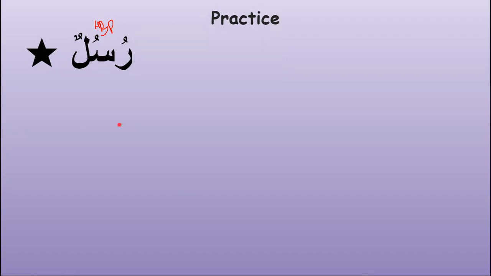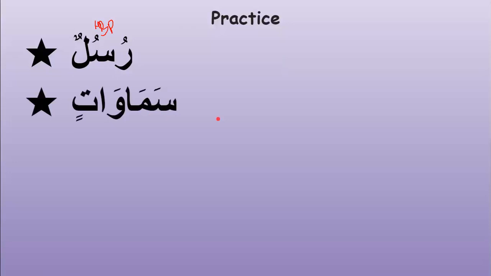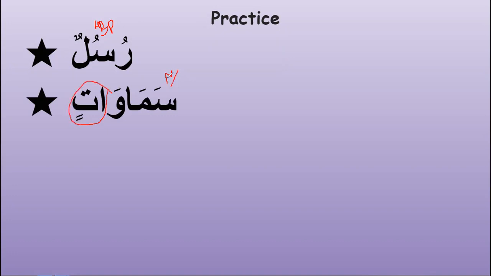So next word, inshallah. Samawatin. What is the status of it? Nasab or jar. Nasab or jar, perfect. And then you are saying non-human feminine plural, right? It's a non-human feminine plural. And how do you treat a non-human feminine plural? As singular feminine, perfect.